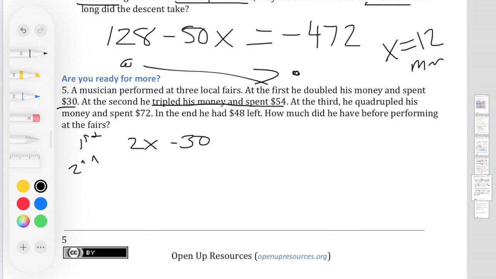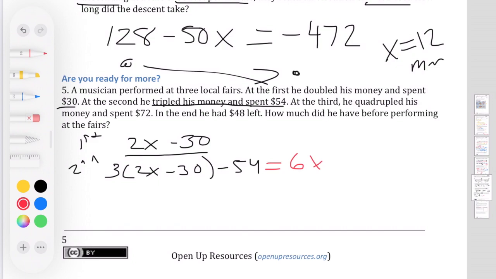Well, we can't just write it as x because our money now is represented by this expression. So we'd have to go 3 times 2x minus 30, and we need to subtract another 54. Well, that seems like we could combine some like terms. So let's go ahead and combine them. So 3 times 2x is equal to 6x. And then 3 times negative 30 is negative 90. Minus 54 will give us negative 144 from those two right there.